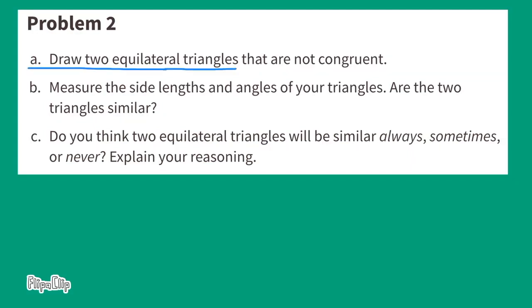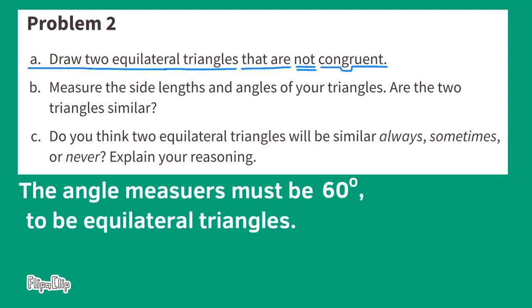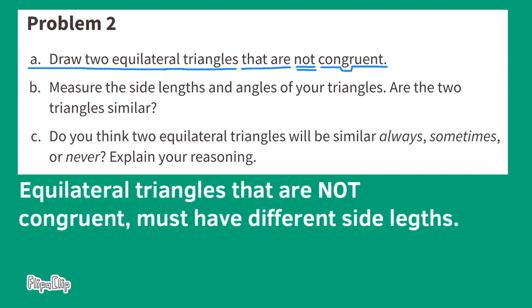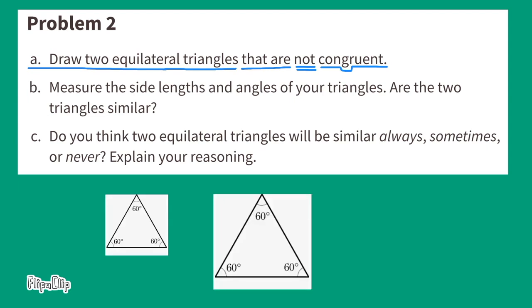Problem number two, A. Draw two equilateral triangles that are not congruent. The angle measures must be 60 degrees to be equilateral triangles. Equilateral triangles that are not congruent must have different side lengths. Here are two different equilateral triangles. They both are made up of 60 degree angles, and their side lengths are of different lengths, making them not congruent.